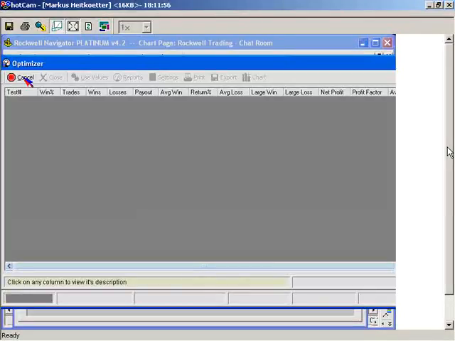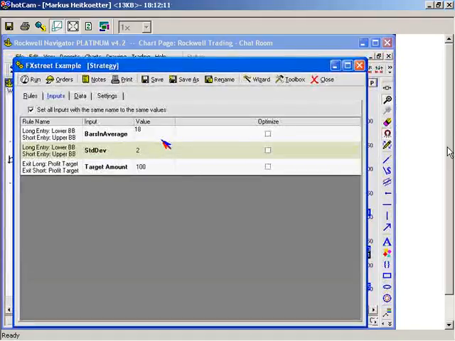I do not know why the optimizer is coming up here. This is not what I intended to do. So let me close this and let me make sure that I'm shutting down the optimizer and that I'm using here just some standards. Oh, I just see that bars in average I use 10. We wanted to use 18, right? This is what we said. Okay. So let's get started here. Let me save this strategy.